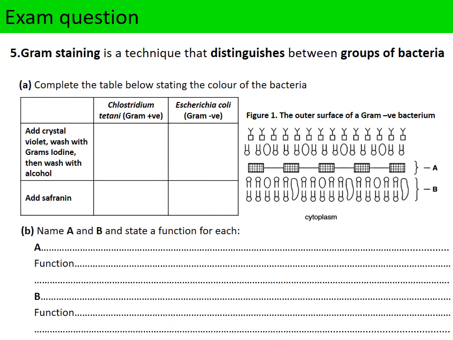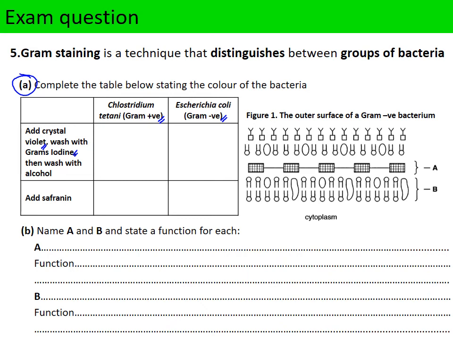So it gives us a table, and in the table it tells us that there's a species of gram-positive bacteria called Clostridium tetani that causes tetanus in humans, and a species of gram-negative bacteria called E. coli, or Escherichia coli. Now the first question is to complete the table by stating the colour of the different bacterial species. The first row tells us that crystal violet has been added as part of the gram stain, and then it says we've completed the wash with Gram's iodine, which is the mordant that helps to covalently bond the crystal violet dye to the peptidoglycan layer of gram-positive bacteria.